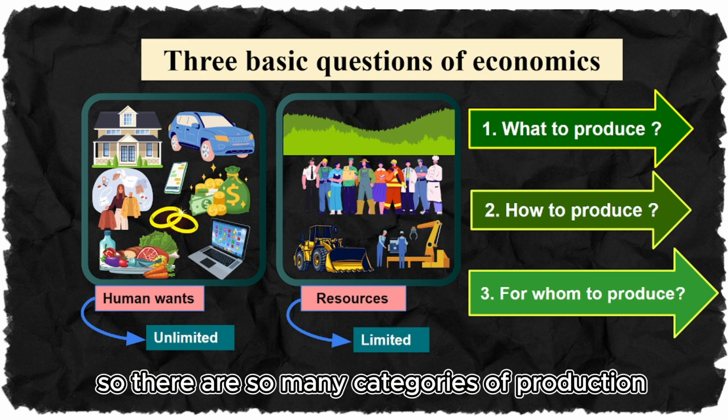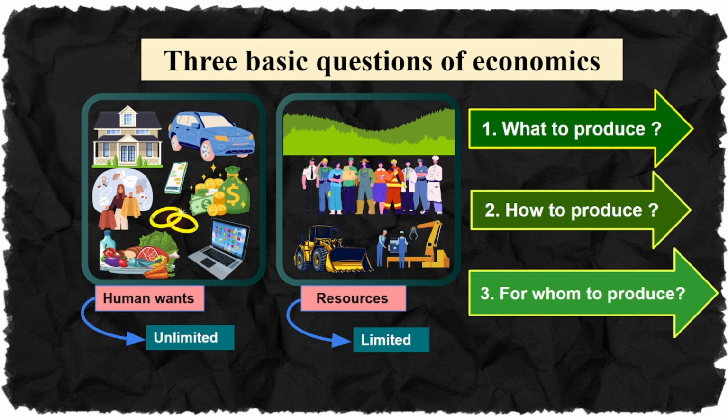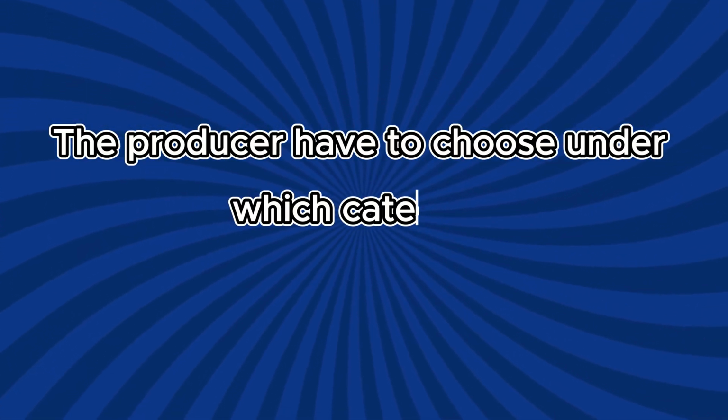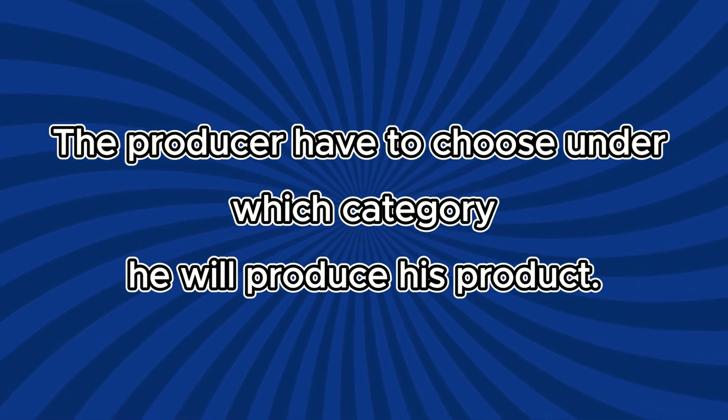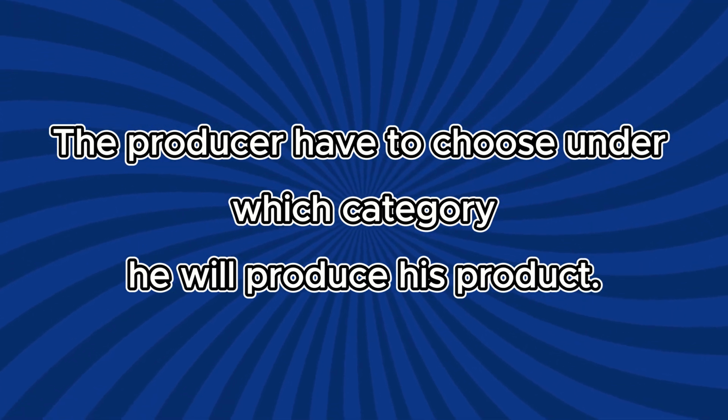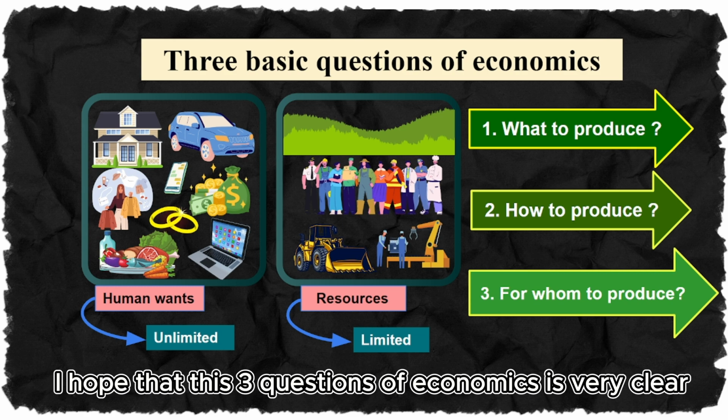So there are so many categories of production. The producer has to choose under which category he will produce his product. So I hope that these three questions of economics are very clear now.